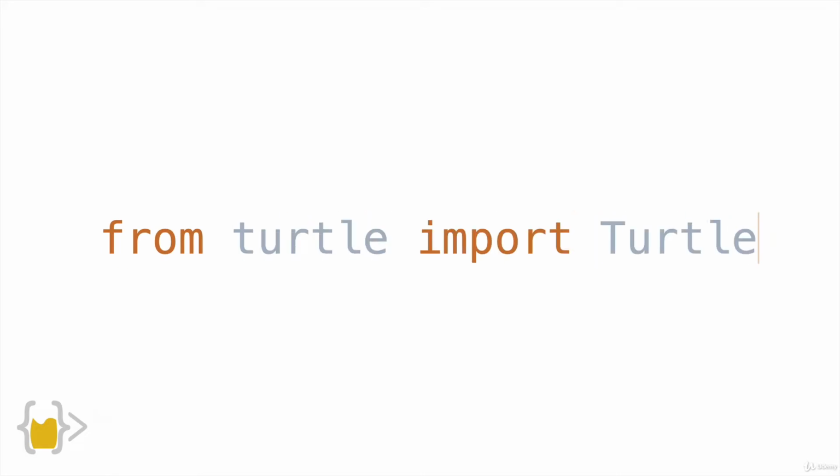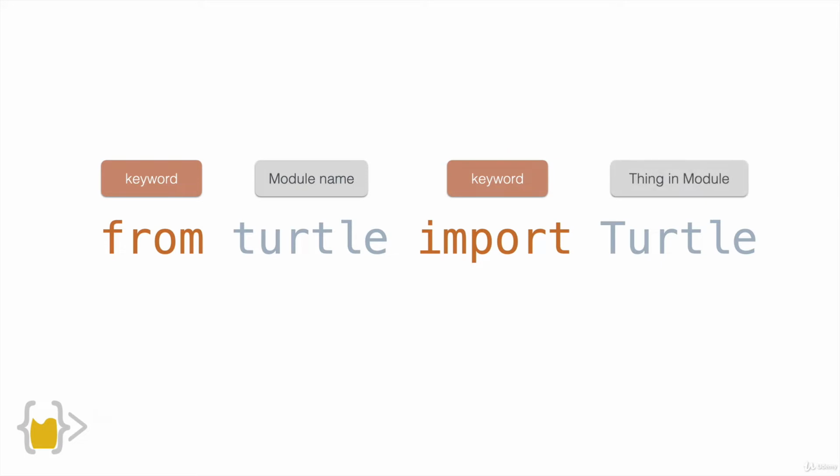Now, this is perfectly fine, but it would make it so much more convenient if we were using that turtle class a lot to write our code like this. This way, we don't have to keep writing turtle.Turtle or turtle.whatever else it is that we want to import. And this code is, again, pretty simple. We have the keyword from, we have the keyword import, we have the module name, and also the thing in the module that we want to import.